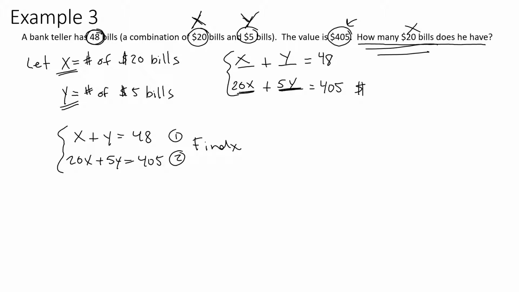All right, so we can solve this system for x however we want. I'm going to use the addition and elimination method. If I want to find x, then I don't want to eliminate x. I should eliminate my y's because I'm solving for x. So in order to eliminate the y's, I'm going to multiply equation 1 by -5.